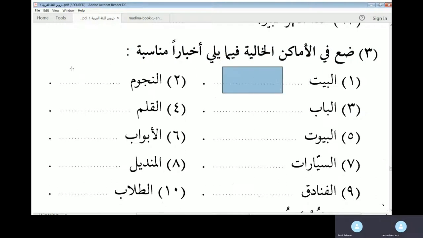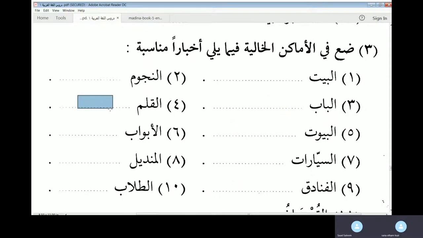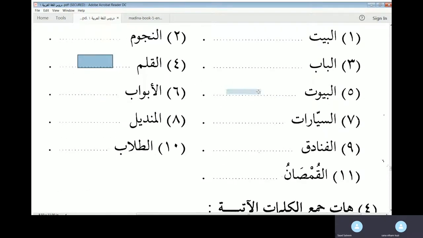Al-baytu kabirun. An-nujumu jamilatun. Al-babu maftuhun. Al-qalamu maksurun. Al-buyutu qaribatun. Al-abwabu maftuhatun. The doors are open.